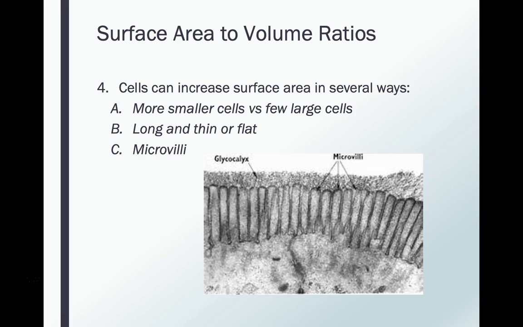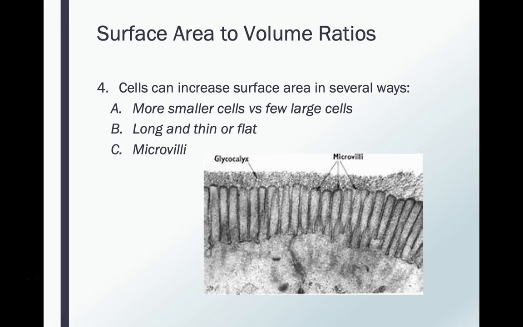They can make a bunch of smaller cells instead of a few larger cells. They can also make their cells long and thin or flat. So this spreads out their surface area and has thinner volume across the entire surface. Cells can also produce something called microvilli. So microvilli are folds in the cell membrane, and that just increases the surface area.